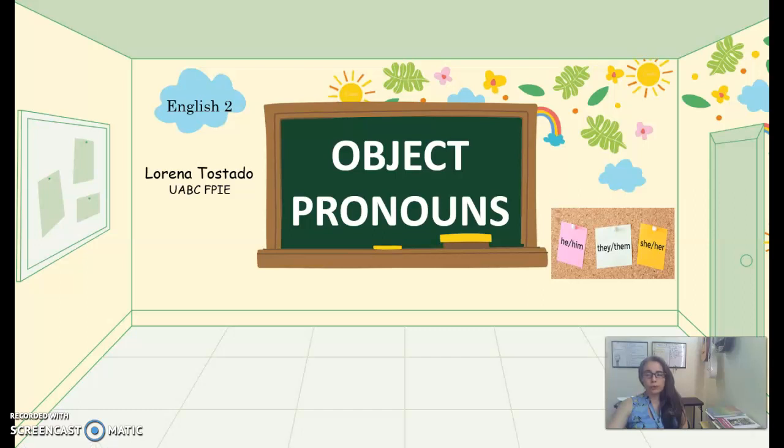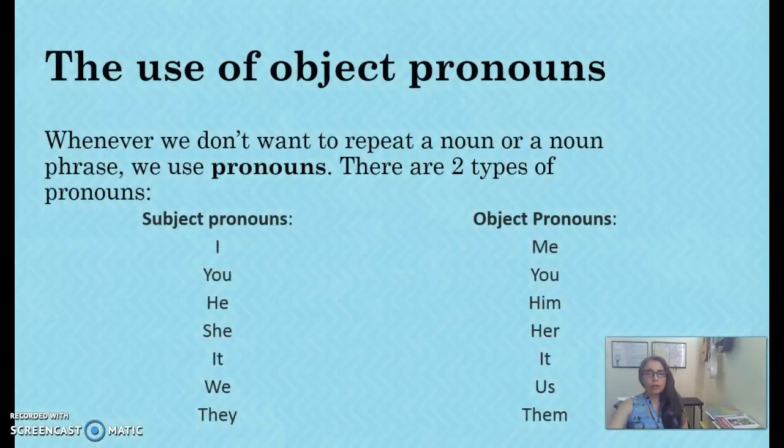The object pronoun. The use of object pronouns. Whenever we don't want to repeat a noun or a noun phrase, we use pronouns.